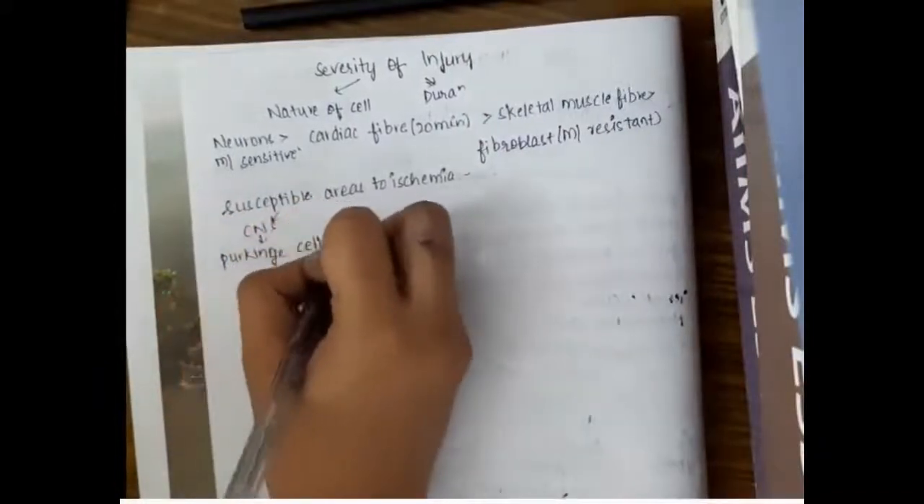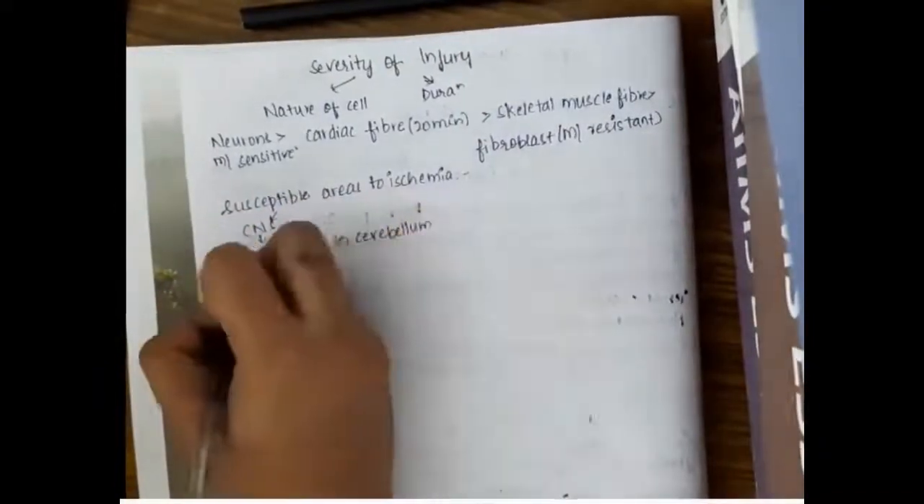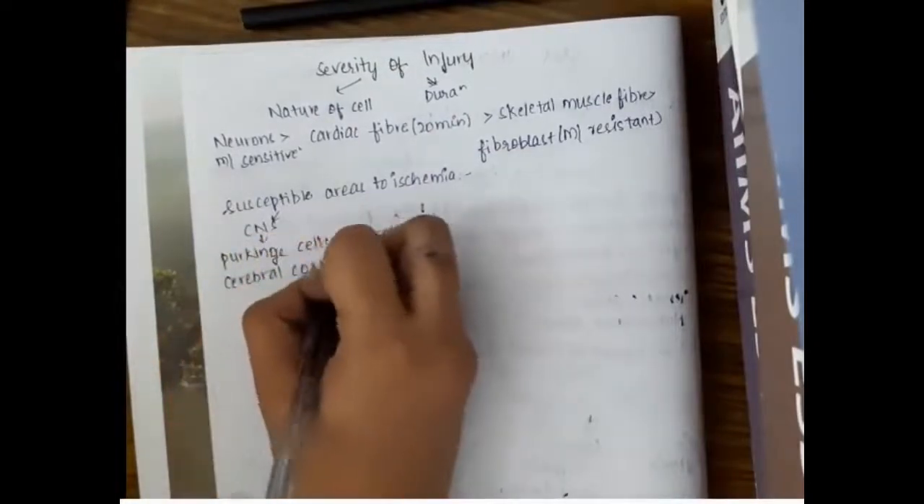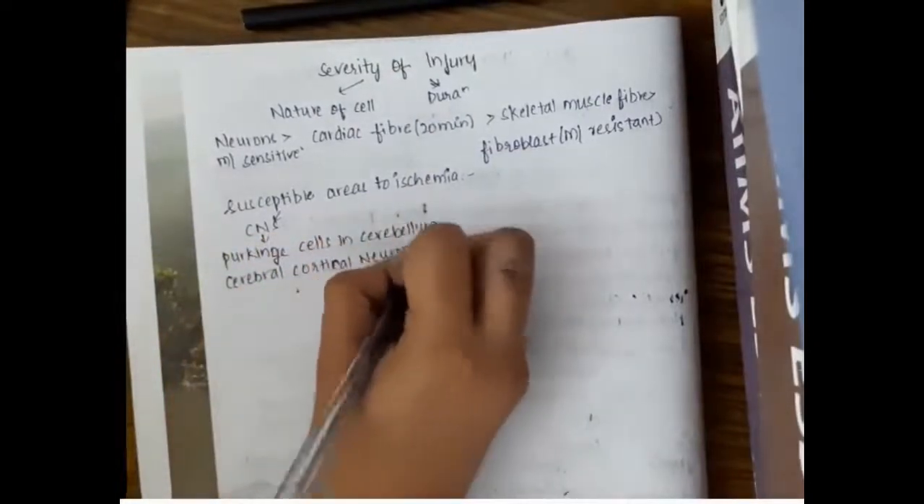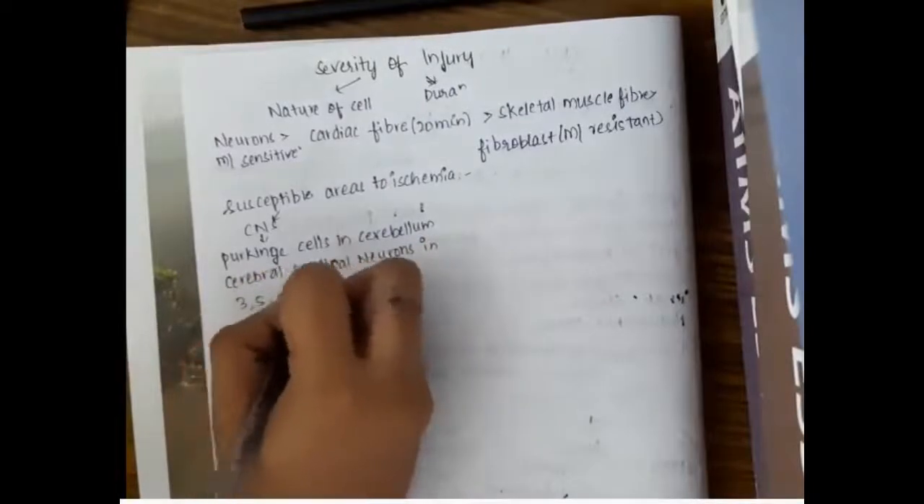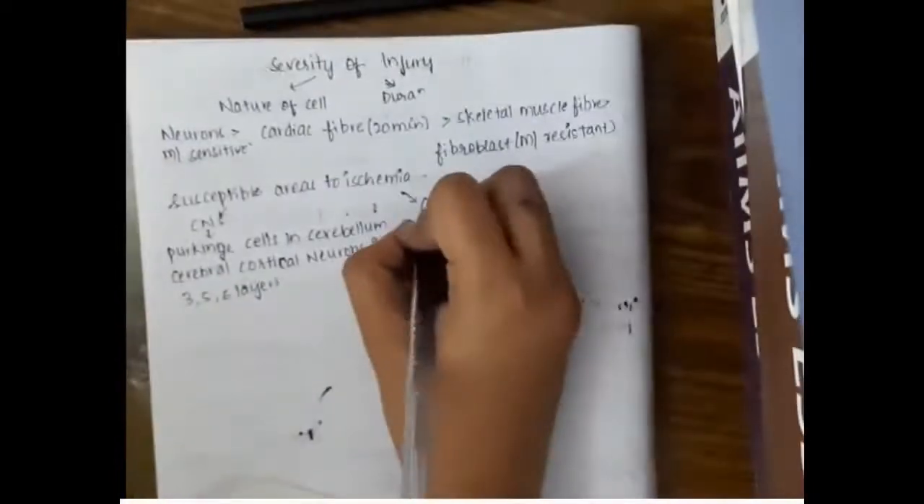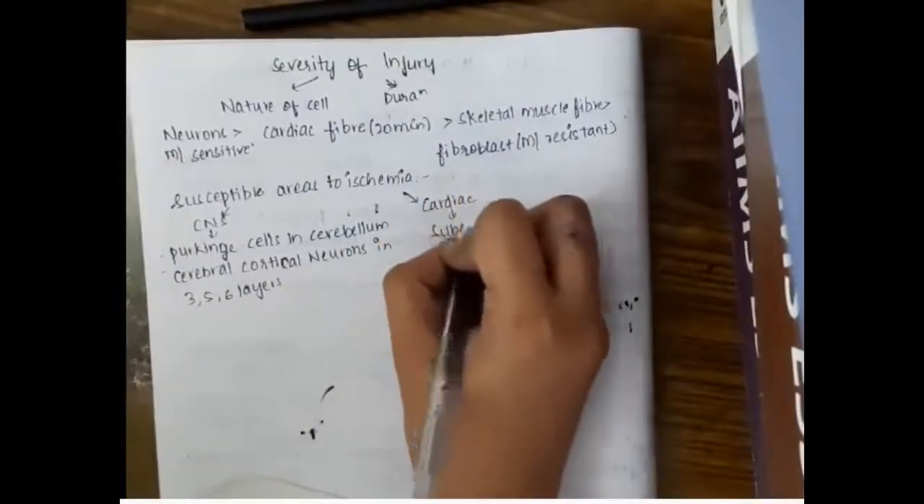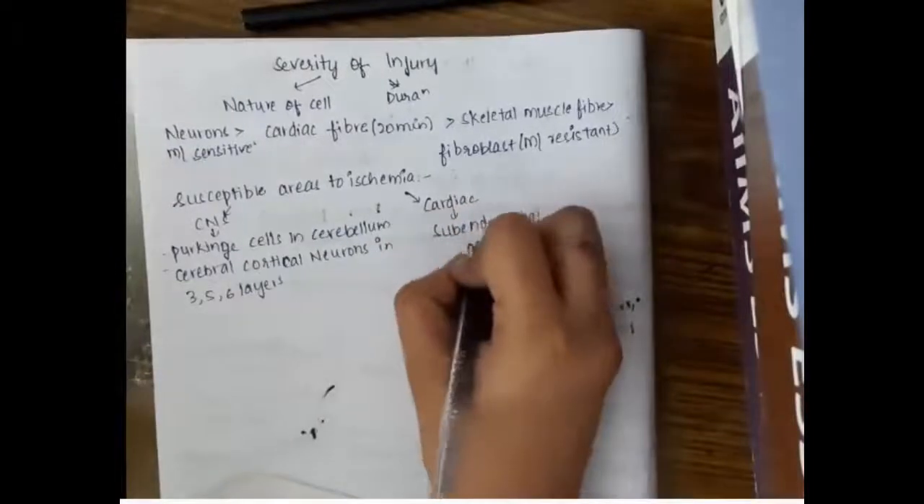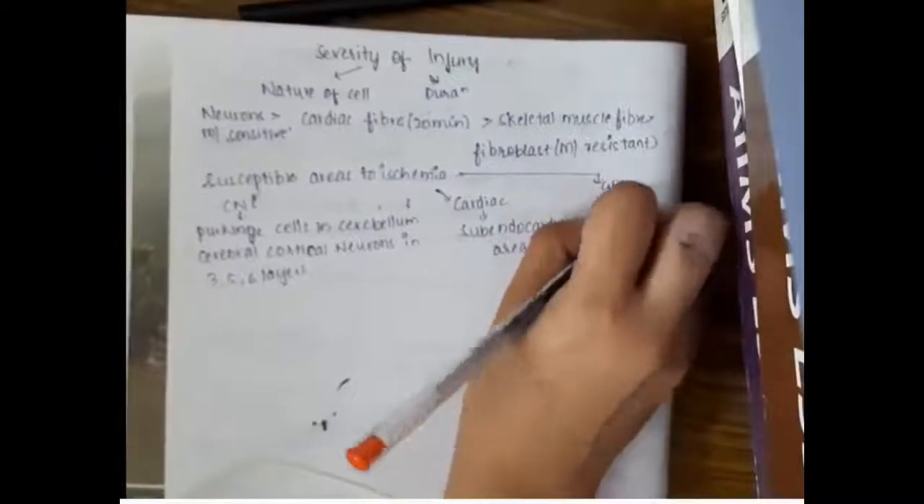Even in the CNS or in any of the above organs, there are some susceptible areas of ischemia. In the CNS, Purkinje cells of the cerebellum and cerebral cortical neurons in layers 3, 5, and 6 are the most susceptible areas to ischemia. In the cardiac region, the subendocardial area is also most susceptible to ischemia. In the GIT, the splenic flexure is most susceptible to ischemia. So these are the different areas that are more susceptible to ischemia.